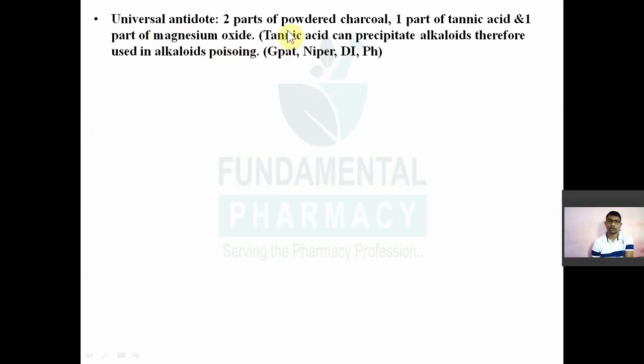Remember the composition of universal antidote: activated charcoal, tannic acid and magnesium oxide.